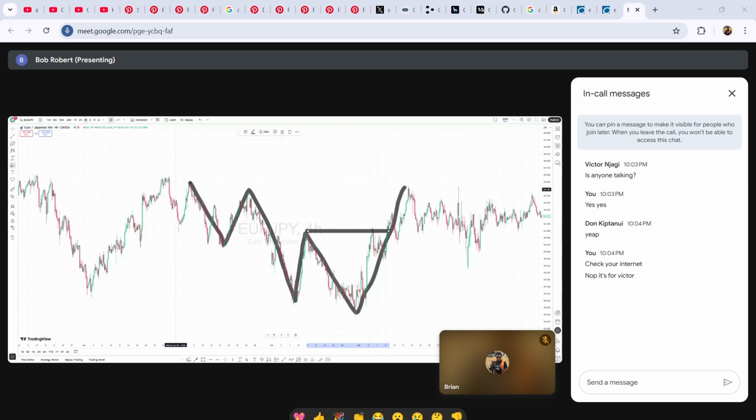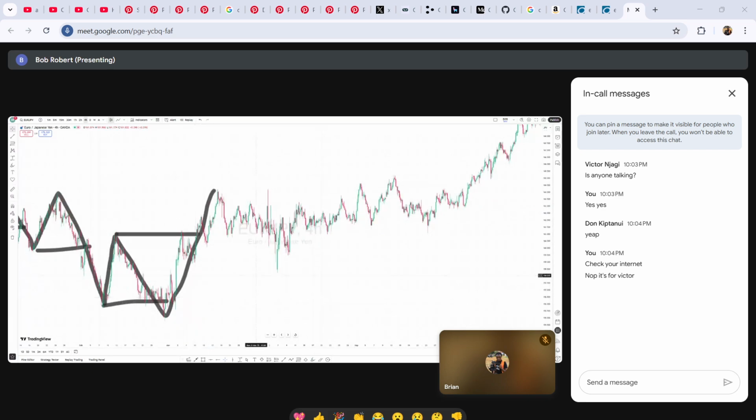The reason I begin here is so that I can show you the change of character here. This is the break of structure. So this is where we have the break of structure here. All right, yes. So moving on from that point, now the market became messy.